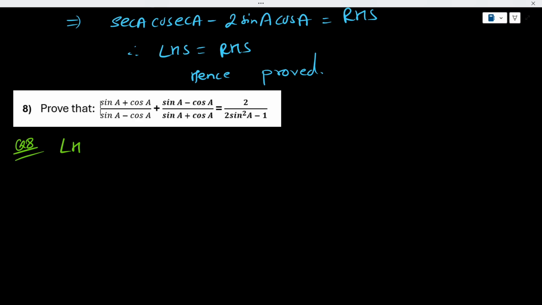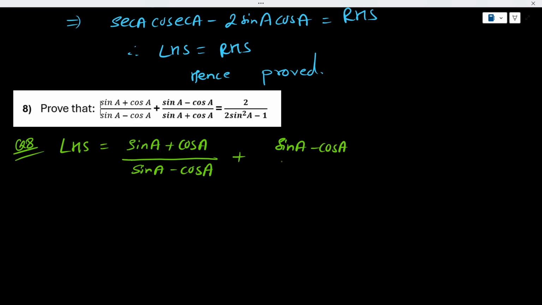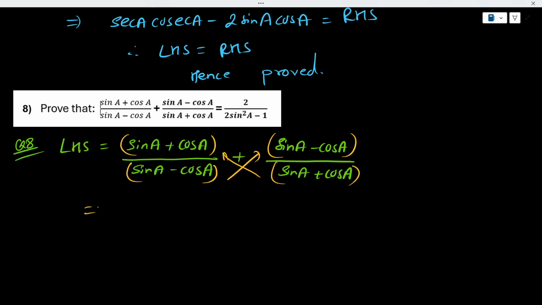So take here, left hand side is sin A plus cos A by sin A minus cos A plus sin A minus cos A by sin A plus cos A. Now to do the simplification, first I have to get the common denominator. How to get the common denominator? Here do cross multiplication and take the product of the denominators, right? Because there are two terms, put it in the bracket.